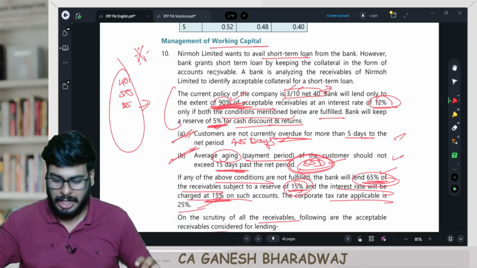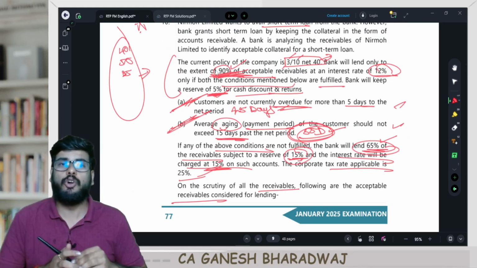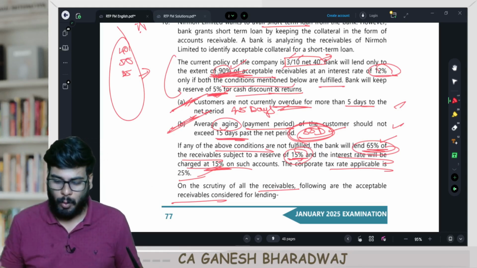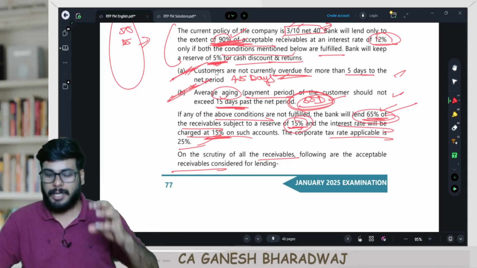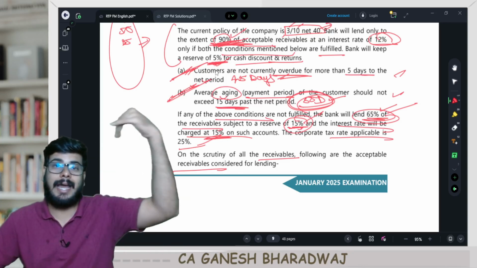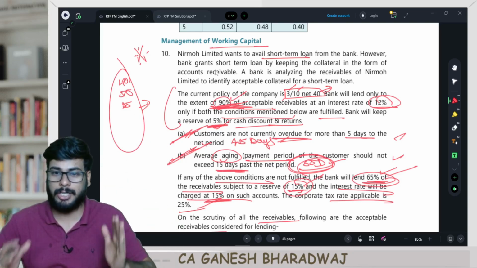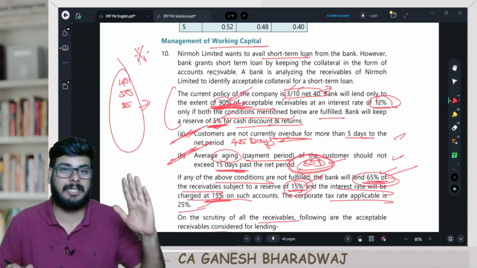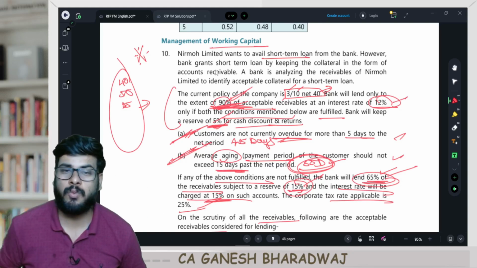Are you clear with this? So what you need to do is first pick out those debtors who do not fulfill either of the 2 conditions, right? And against them, what happens? The bank will lend only at the rate of 65%, that too after reducing a reserve of 15%, and on these loans the interest rate is different. And on the good debtors, what happens? That is the debtors fulfilling both the conditions, on them reduce this particular 5% reserve, and on the net amount 90% can be lent as a loan, that too at a slightly lesser rate of interest of 12%. This is what you need to do.